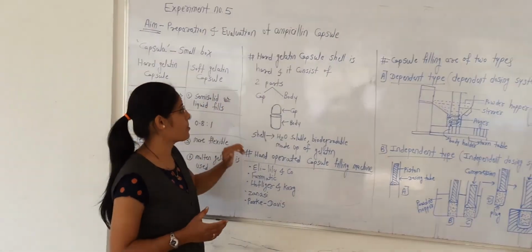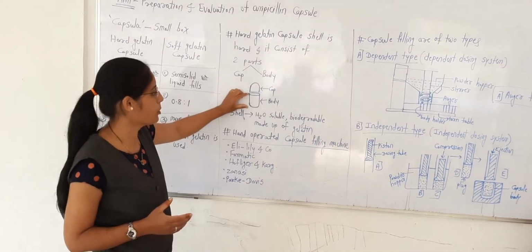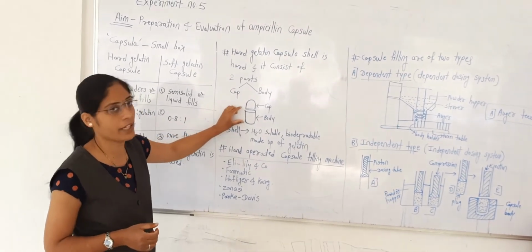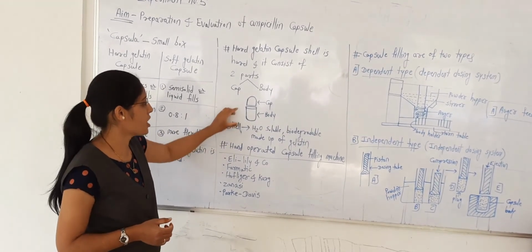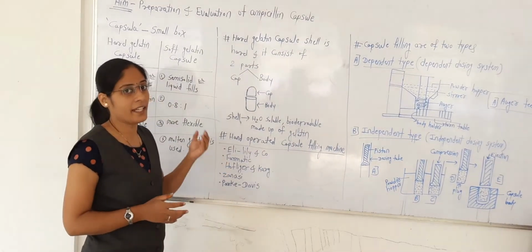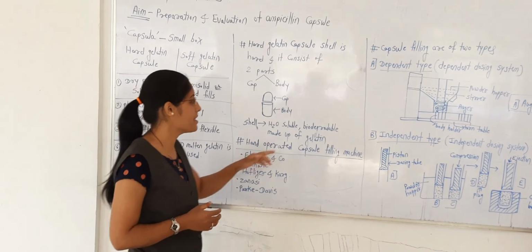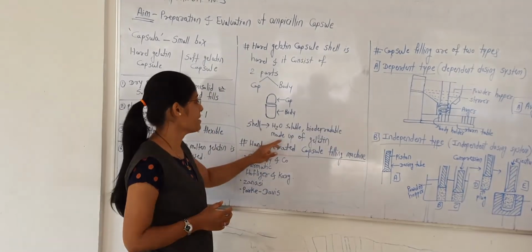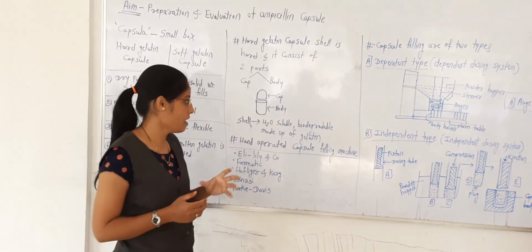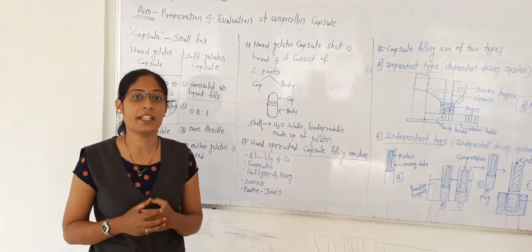So hard gelatin capsule consists of two parts, cap and body. The cap part is very small compared to the body part. The upper portion we call the cap, and the lower portion we call the body. Then this shell is water soluble and biodegradable, meaning after we take the capsule, it is easily solubilized and degraded inside the GI tract. The shell is totally made up of gelatin, so it is easily dissolved inside the GI tract.